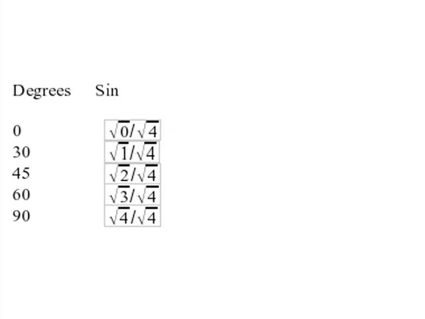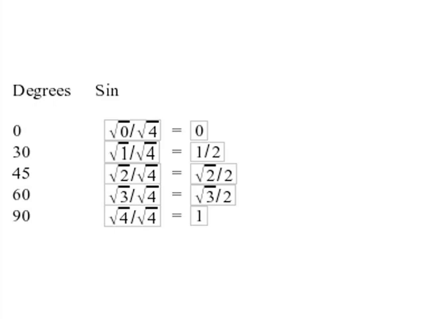Now, as you can see, all you're really doing there is taking that same equation and putting 0, 1, 2, 3, 4, all square rooted and all divided by the square root of 4. Once you simplify these numbers, you should get 0, 1/2, square root of 2 divided by 2, square root of 3 divided by 2, and 1. And those should go down with the corresponding degrees as shown in the picture.